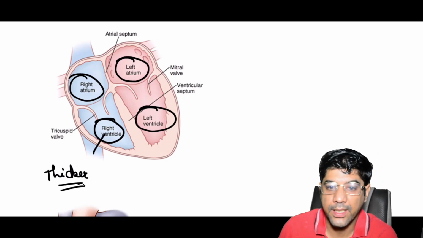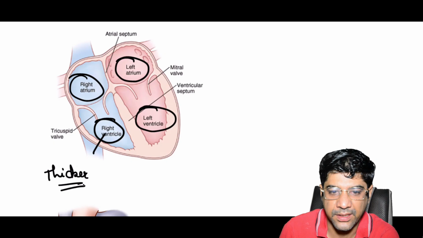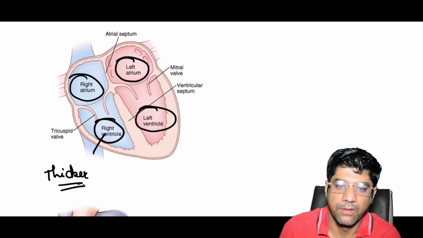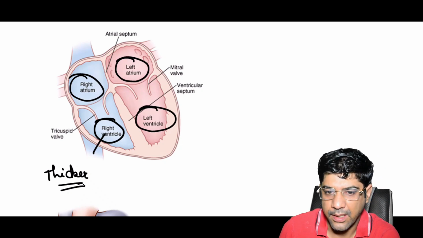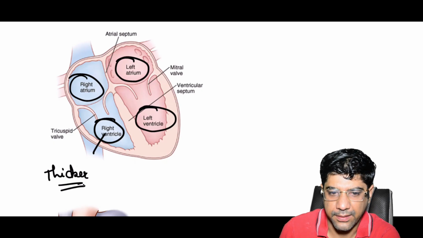Now, where is the heart located? It is located between the two lungs in the mediastinum. And what are the four chambers of the heart? The four chambers of the heart are the right atrium, right ventricle, left atrium and left ventricle.